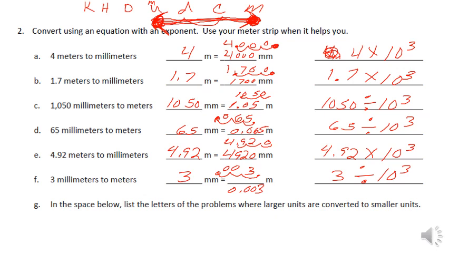List in the space below the letters of the problems that were larger units converted to smaller units. So this one here was meters to millimeters or millimeters to meters. Meter is a larger unit. So we can see A, B, and E were the 3 where we went larger to smaller.